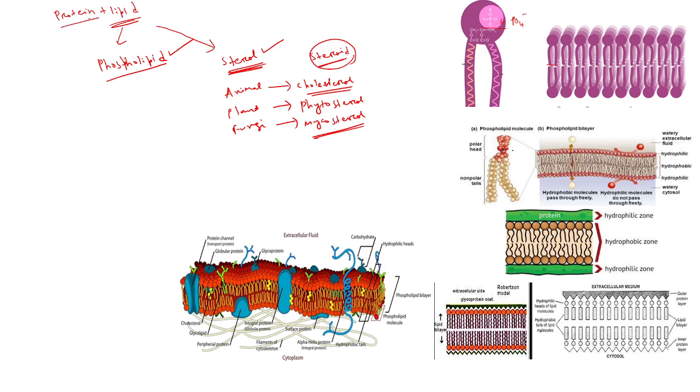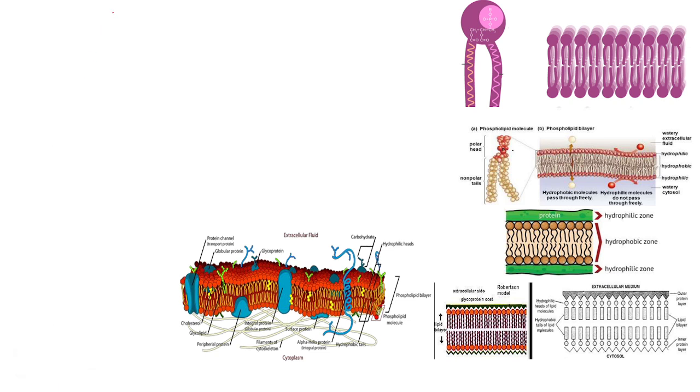So now come to the protein. Along with the lipid, some proteins are present here. In between that, some proteins are present. So this is all about the structure of the plasma membrane. Now come to the models of the plasma membrane. What are the models of the plasma membrane? That means, what is the sequence of the discovery of the plasma membrane.